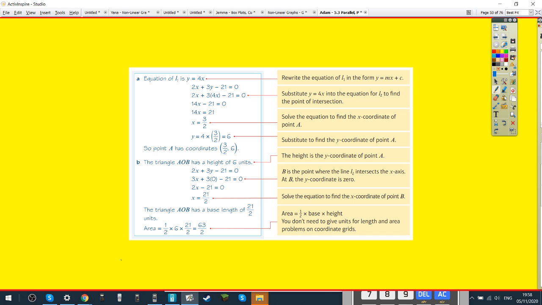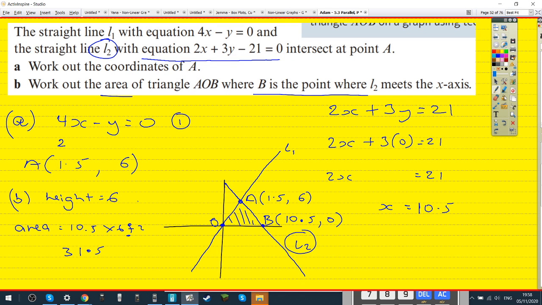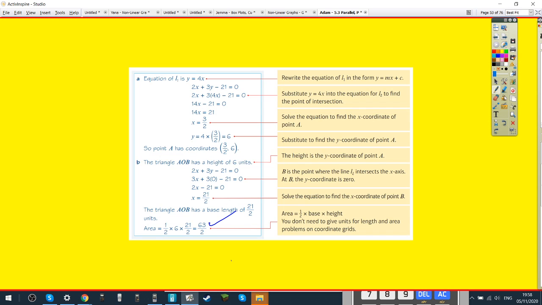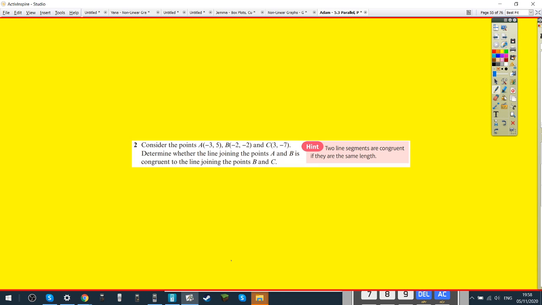Centimeters squared, might be centimeters, but we don't know. Yeah, 63 over 2, they wrote it as, same thing. It's a half times base times height, and the height was 6. We just had to find the base. We know that y is 0 on the line L2, and so on the equation of the line L2, when y is 0, x is 10.5, and so the base is 10.5.